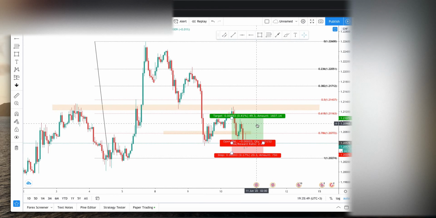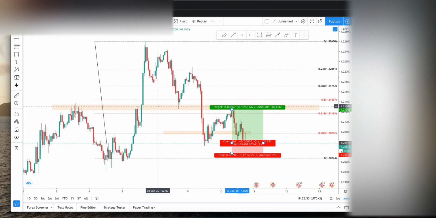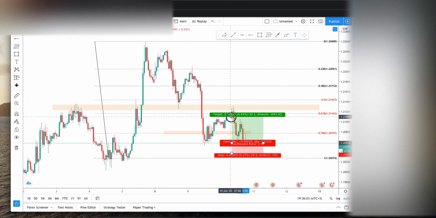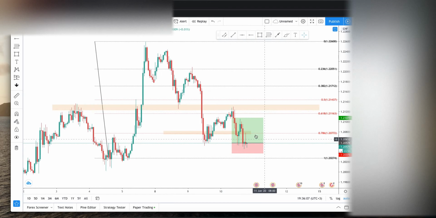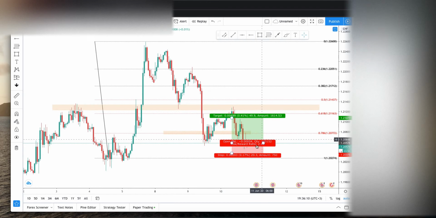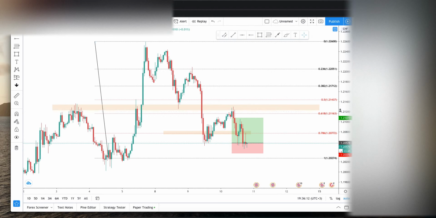Nice little 50 pips. I could have placed my take profit on this broken support, now acting as a resistance, but I don't like to, since it was making lower highs and lower lows. I didn't want it to be that risky, so I just took 50 pips. Not bad. Nice little 2.5 to 1 ratio.